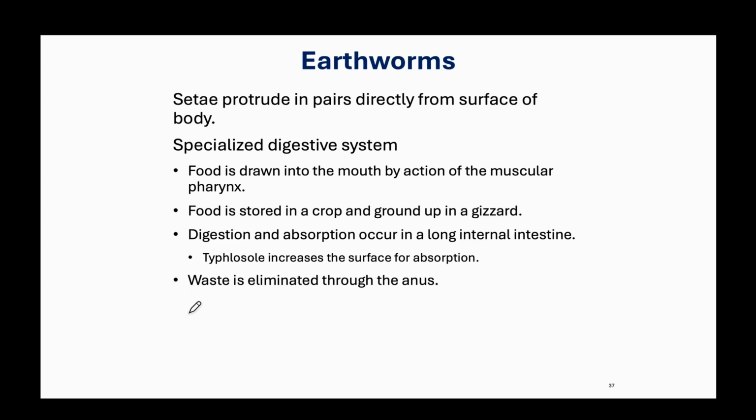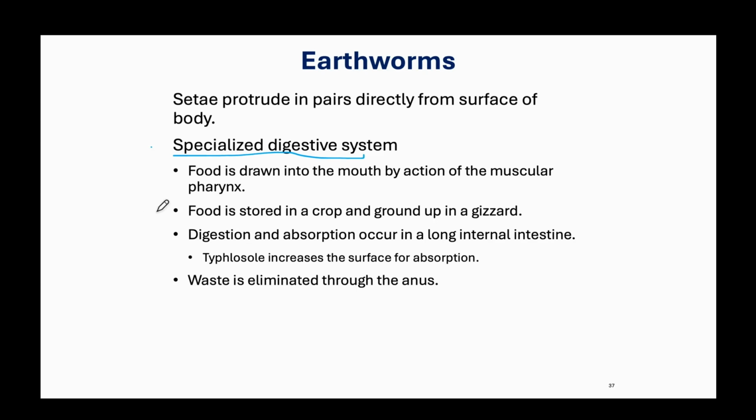I would note that. One type of annelid that we're pretty familiar with is earthworms. They have setae that protrude in pairs directly from the surface of the body. You need to note that all annelids have a specialized digestive system. Food is drawn into the mouth by action of a muscular pharynx, then it's stored in a crop and ground up in a gizzard, kind of like a bird. Digestion and absorption occur in a long internal intestine, and waste is eliminated through the anus.